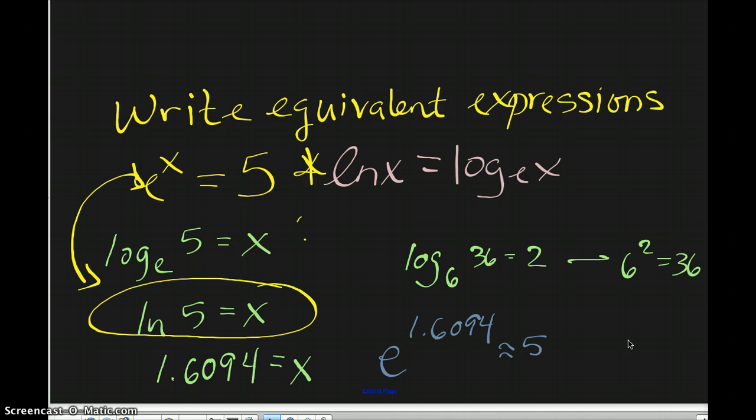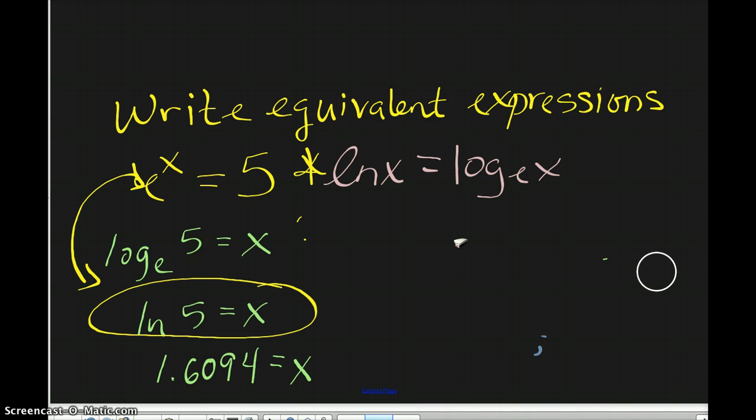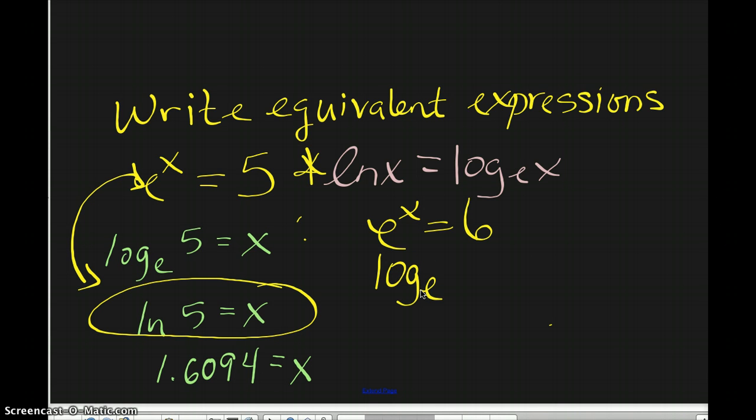Do another one for me, Ms. Baker. All right. Let's do conversion. Be happy to. So let's do e to the x equals 6. Okay. So again, because of this one fact here, I can go ahead and rewrite it as log base e of 6 is equal to x. And this fact right here, log base e, allows me to say that the ln of 6 is equal to x.